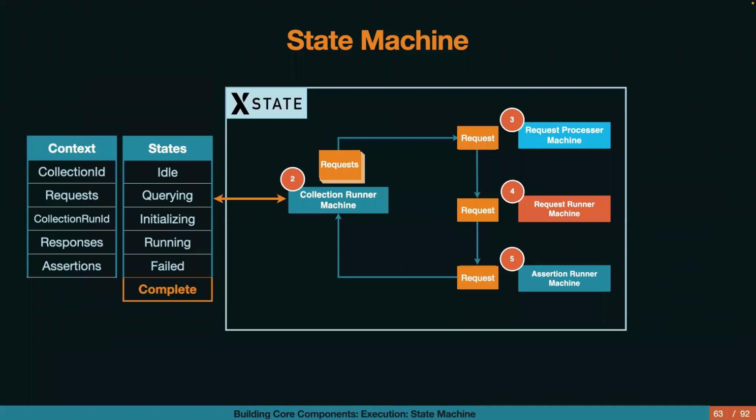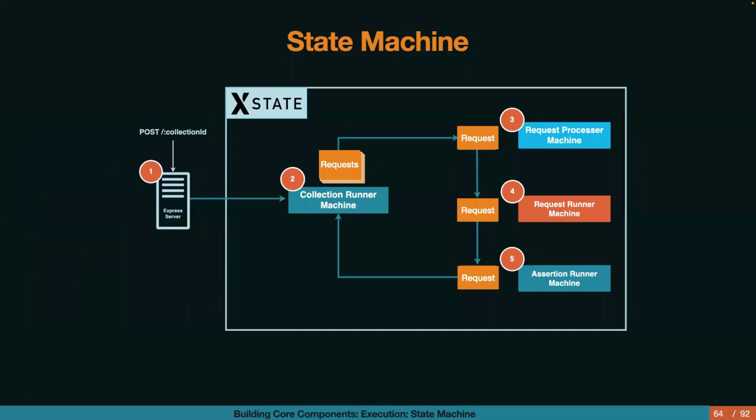Now, this process repeats until all tests in a collection have been completed. At that point, the collection runner machine moves to the complete state and the collection run is done. In summary, the collection runner receives a post request with a collection ID and invokes multiple state machines that go through a sequence of states to complete the tests in a collection. This process allows for the implementation of multi-step tests while organizing the complex logic that comes with that.